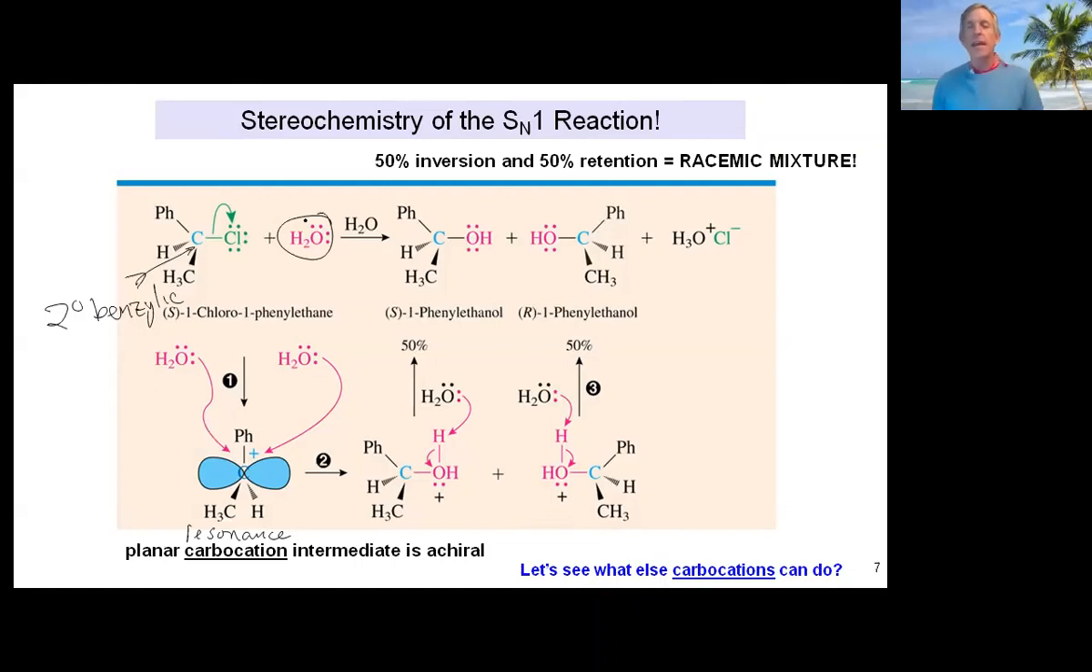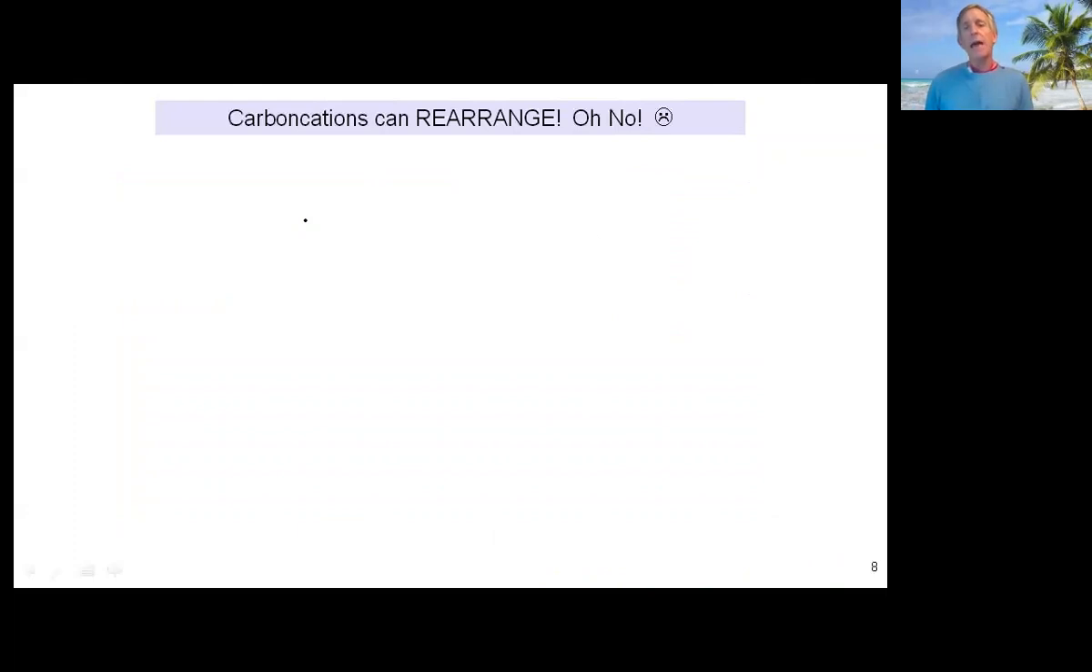Let's see what else carbocations can do. We know they can do resonance, so that's a possibility as well. And definitely feel free to talk to me about this in the Zoom meeting if you want me to draw the resonance structures for this possible reaction. Well, what else can they do though? Something new that we haven't seen before in any of our resonance structures is they can do things called rearrangements. The carbocations can actually jump.